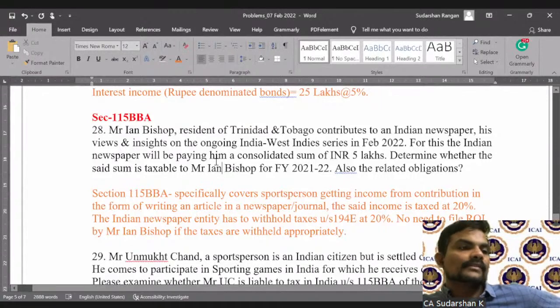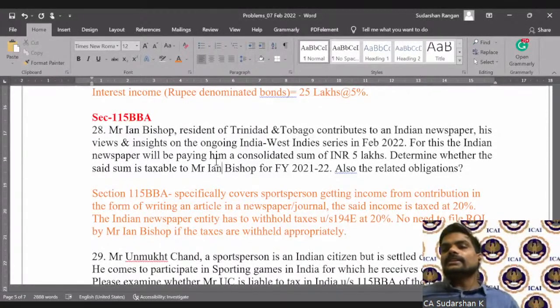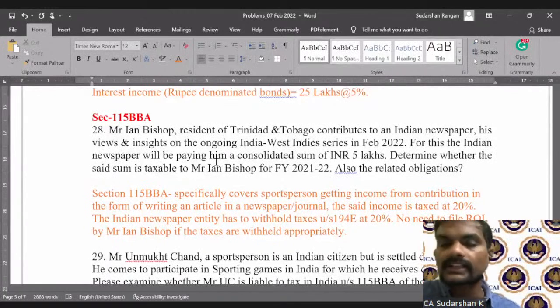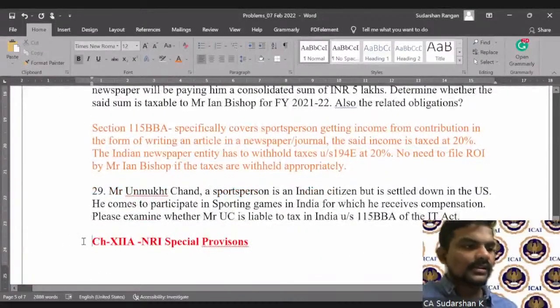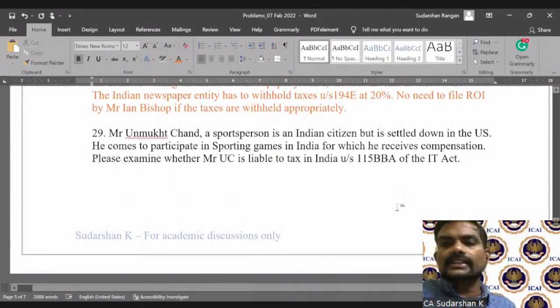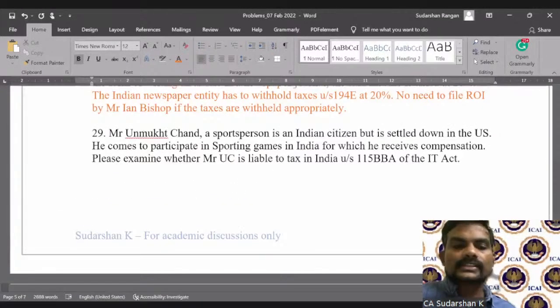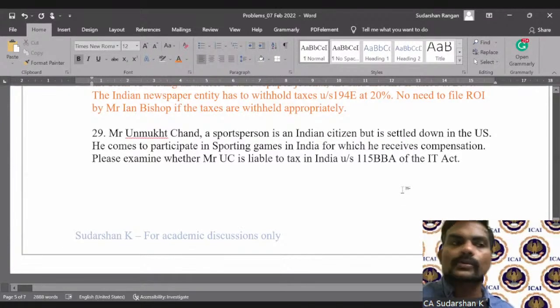This is getting very prevalent in light of the fact that sports and entertainment are becoming a mainstream industry by itself. It's no more a leisure, supposed to be a hobby. Today, sports and entertainment is an industry by itself, with a significant economy behind it. One last aspect on 115BBA, very interesting, that you need to be extremely aware about. Possibly an examiner can outsmart or outwit you.